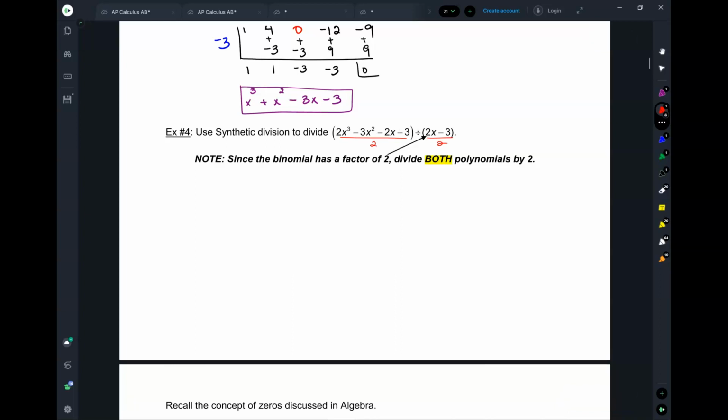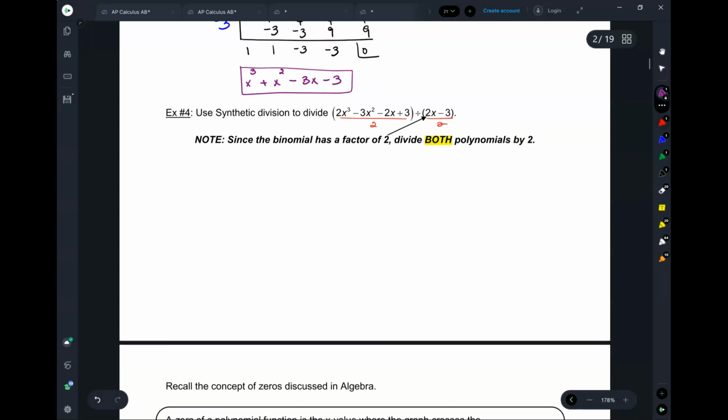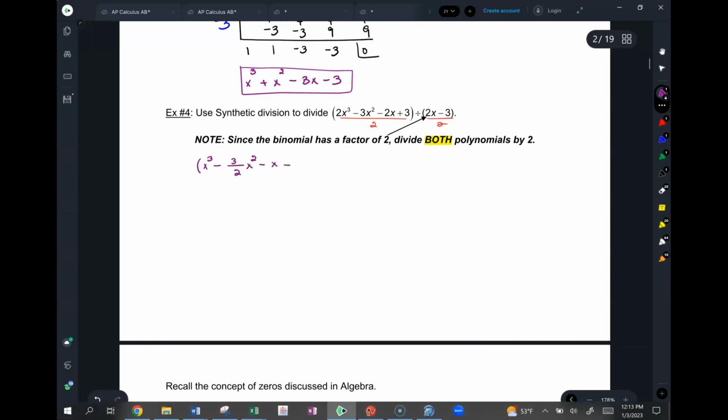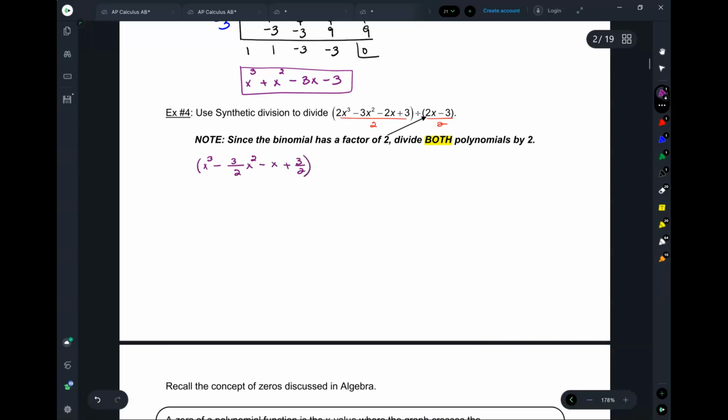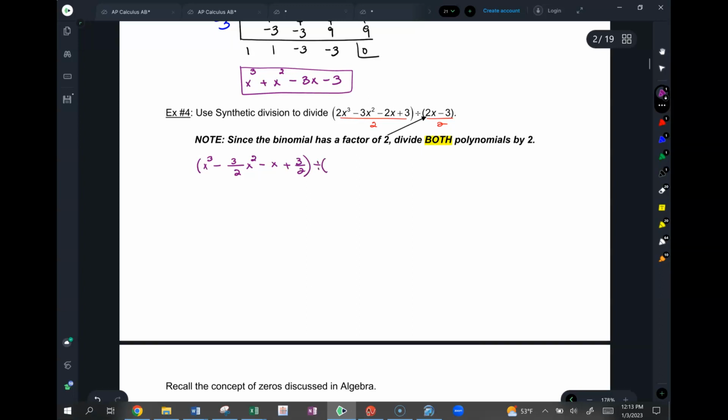The biggest pitfall for students is they do this step in their head and they don't take the extra time to rewrite things. Please don't take out your calculators. We're not going to do this with a calculator. So here's what we're going to do. Divide each of those numbers by 2. So I'm going to get 1x cubed minus 3 over 2x squared minus 1x plus 3 over 2, divided by x minus 3 over 2.